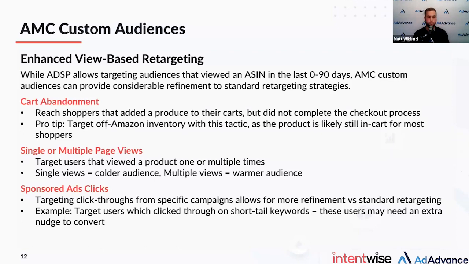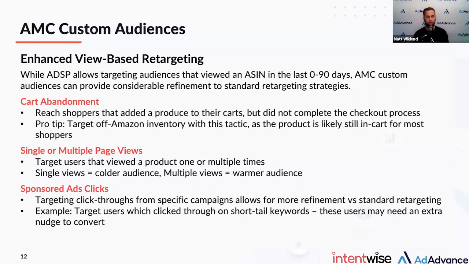Another cool tactic, single or multiple page views. So standard view-based retargeting has no definition of whether somebody's viewed your product detail page one time or multiple times. Through AMC custom audiences, we can target a super warm audience that's looked at the product several times over a look back period, or we can target a likely more incremental audience that have only looked at it a single time. So if somebody's looked at it 15 times or something like that in the last week, they may purchase it organically. They're already aware of the product. They've already strongly considered it. They haven't converted yet. It's maybe less incremental.